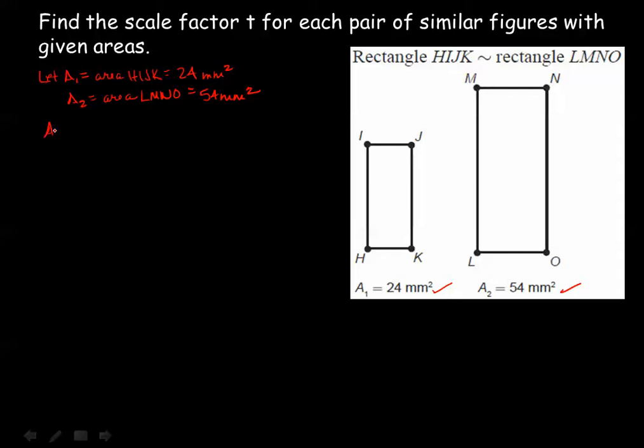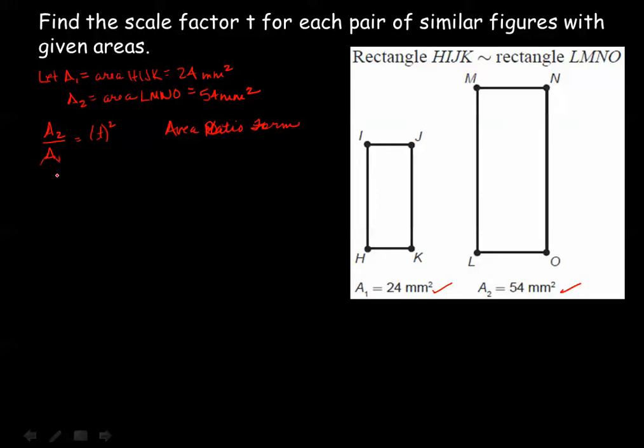Don't forget your formula. You may want to write this down before you take your next step. The square should be outside the parentheses. I've noticed in some of my explanations that it's inside. It really should be outside. Area ratio formula. That's what I've got written down right there. That's an A, not a triangle.